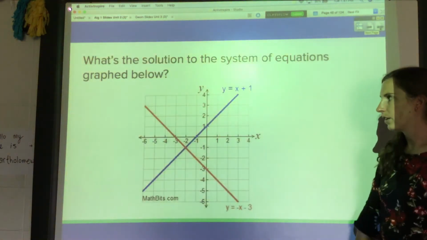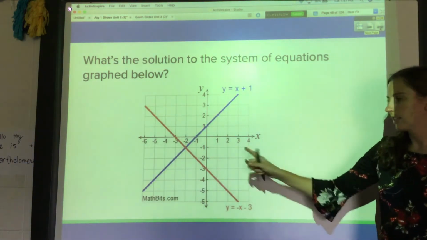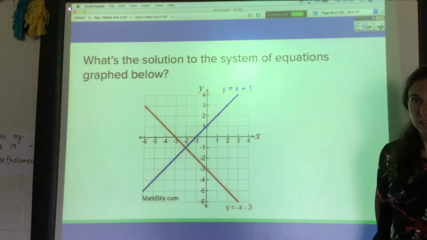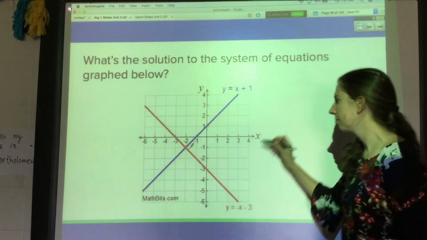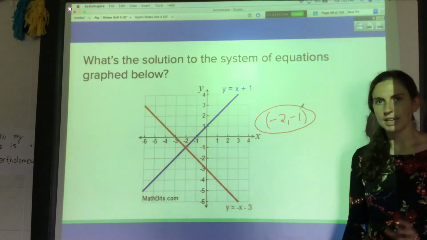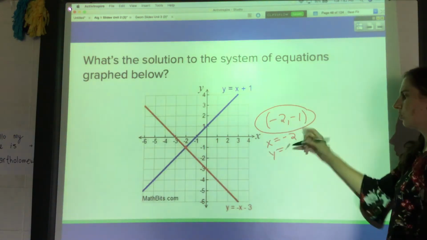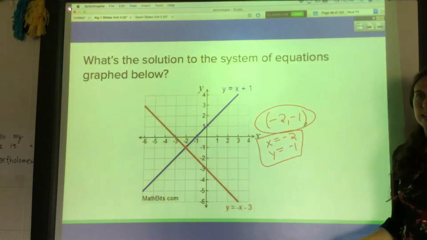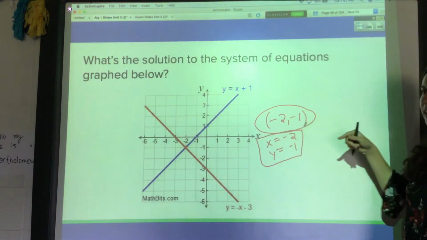So let's look at another example. Go ahead and pause and see if you can figure out what the solution is to this system of equations here. So again, the solution's just where they intersect, which is right here. (-2, -1). That's it. Sometimes you'll see this written out as x equals -2 and y equals -1. These two things mean the same thing. So if you ever see it written like this instead, just know that it's the same thing. Again, it's just one solution, the ordered pair (-2, -1).